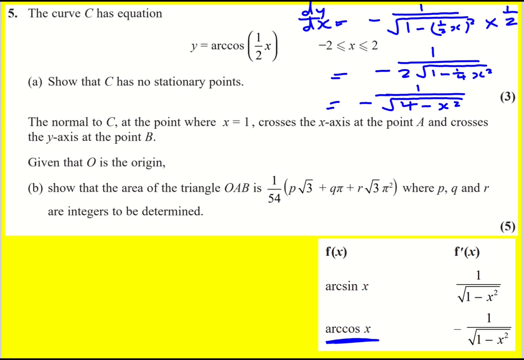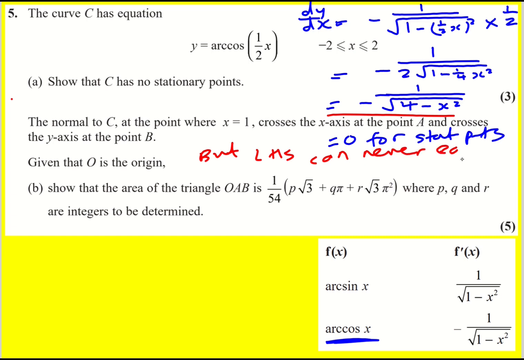Okay, so now to show there's no stationary points, well, this is going to equal 0 for stationary points. But there's no solutions to this. The left-hand side, that's this bit here, can never equal 0. Or if we multiply through by this expression, we would get minus 1 equals 0, which is a contradiction. I feel like that's enough. So left-hand side can never equal 0, no solutions. Therefore, C has no stationary points.